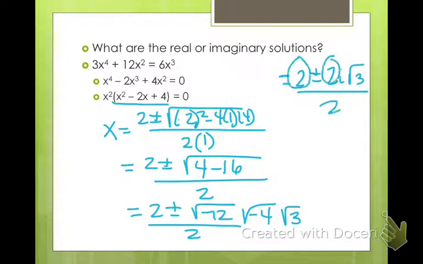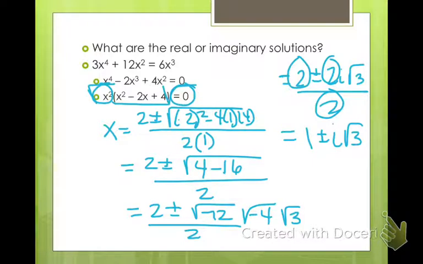And all of our coefficients are 2's, so they're reducible. So 1 plus or minus i square root of 3. Those are two of our solutions, and then we get our other two solutions here by setting x squared equal to 0. So then you have 2 zeros. So those are our four solutions for our quartic.